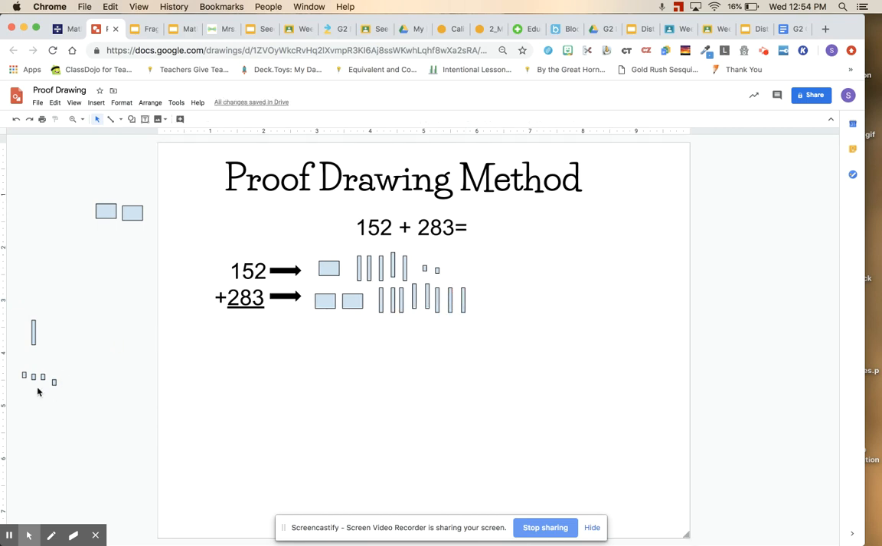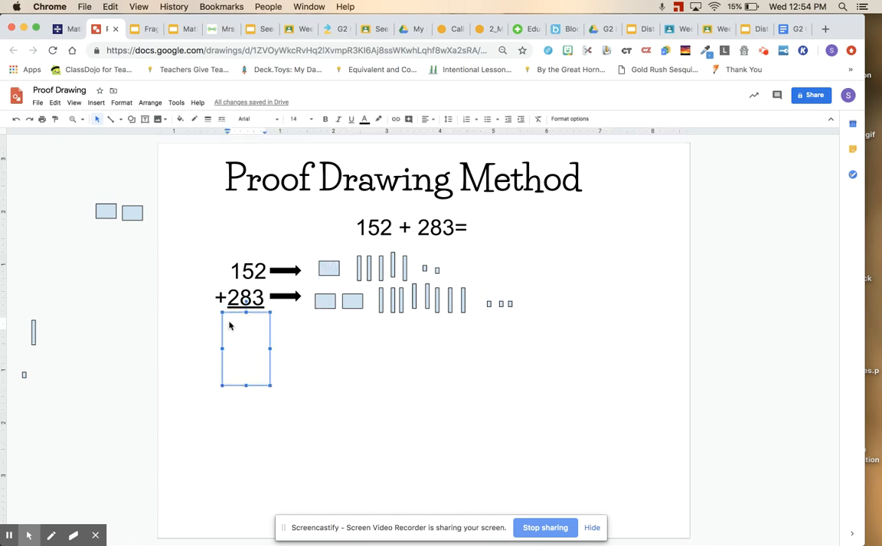And then finally, I have the ones place, and it's a 3, so I'm going to need 3 units. So I have 1 unit, 2 units, 3 units. So now I'm going to look at my blocks. Now I'm going to look at my flats. I have 100, 200, 300. So I'm going to come over and I'm going to write 300.